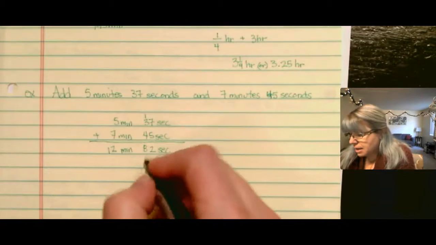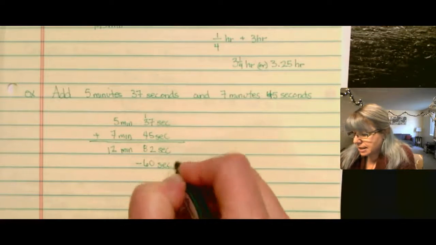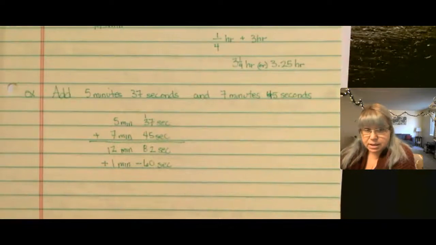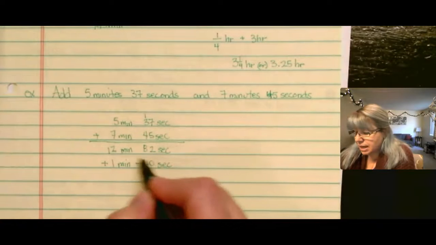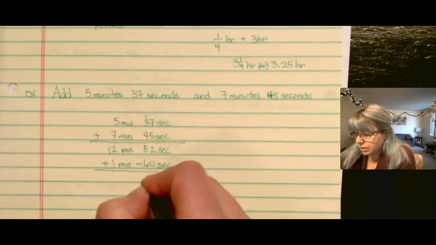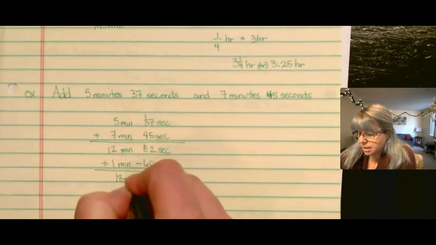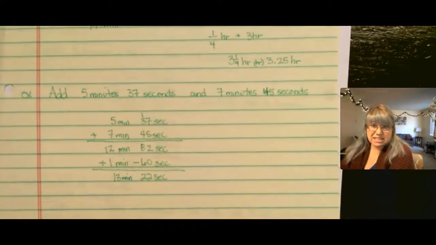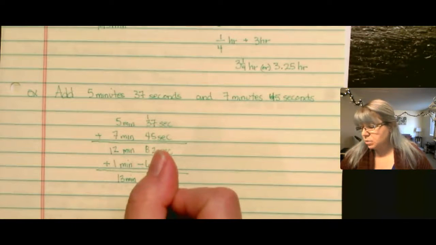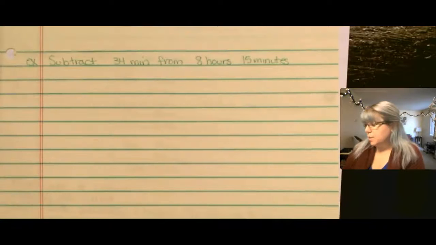Because of that, I'm going to subtract 60 seconds and add 1 minute. Okay? The 60 seconds I'm taking from the 82, I'm giving it to the minutes. That will leave 22 seconds, 13 minutes. Okay? It's a little trickier. For every 60 seconds, we're going to, in essence, carry 1. All right, so that was addition.